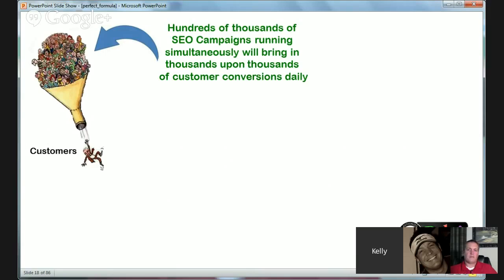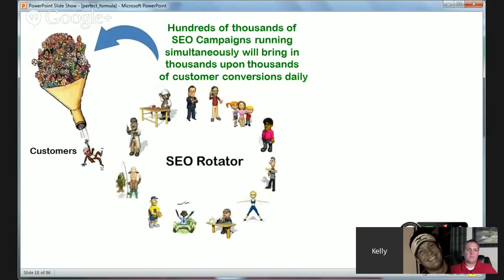We're talking about thousands upon thousands of customer conversions, and Matt Trainer isn't going to keep all these. He's going to share those with all of us. So it doesn't matter what walk of life you come from, what your career is, whatever. The system could care less. And so he has created what I now refer to as the SEO Rotator. And this is how the SEO Rotator works.